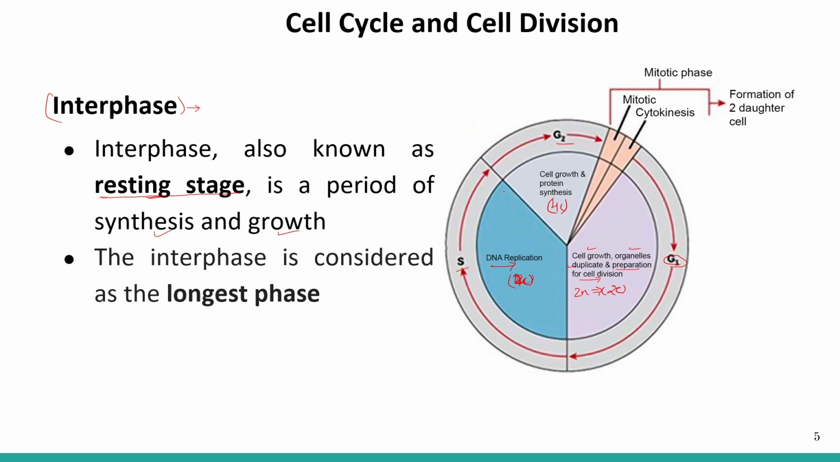So, next, again come back to interphase. Interphase is the longest phase. Here the cell is metabolically active. It is the longest phase and it comprises about 95% of the duration of the cell cycle. So that's why it is known as the longest phase.